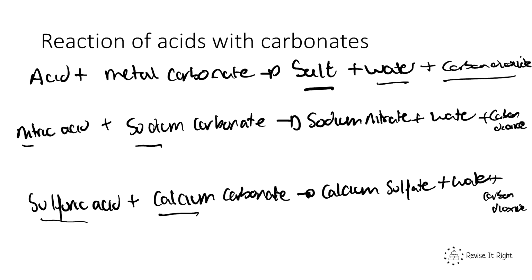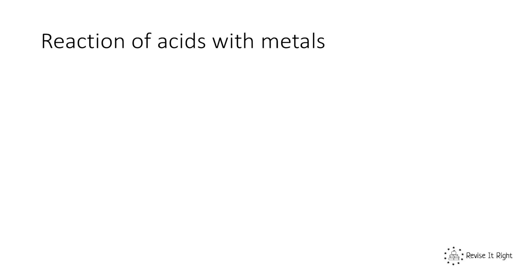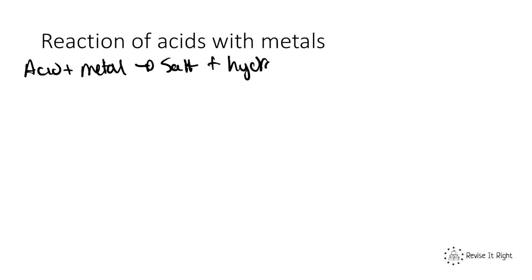So we need to remember an acid plus a metal carbonate makes salt plus water plus carbon dioxide. We also need to know how acids react with metals. So when an acid and a metal react, they produce a salt plus hydrogen. So it's acid plus metal produces a salt plus hydrogen. And again, we will need to be able to name the salt. So let's go through some worked examples.